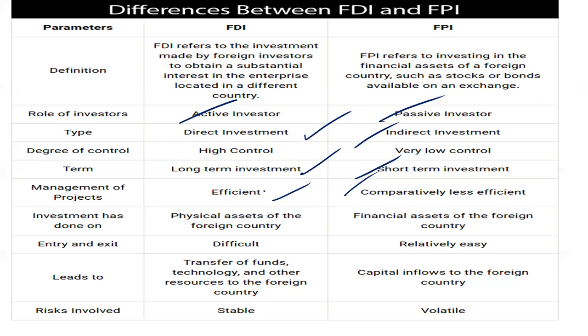Then investment is done on the physical assets of the foreign country. Check this point because it is very important. When we are acquiring physical assets, it will be FDI. And whenever we talk about financial assets, it will be FPI.